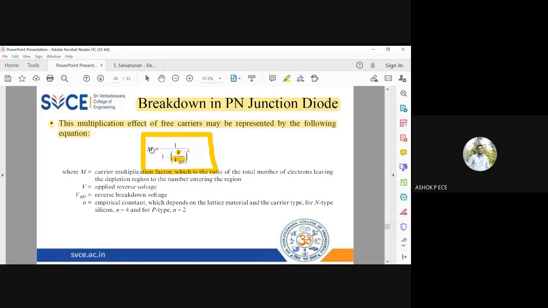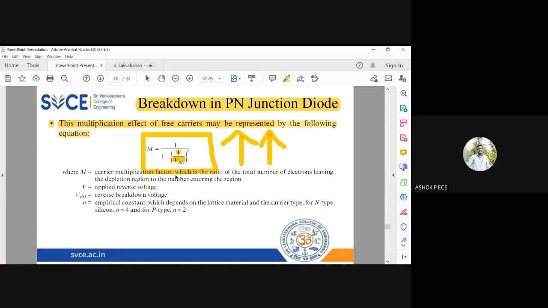After breakdown, you can find this M value will be increasing exponentially. It will be very, very large. And n is again a device constant. It is 4 for N type silicon and for P type silicon it is going to be 2. So once you cross your Vbd, when the ratio V by Vbd is larger, the multiplication of carriers will take place on an enormous scale.